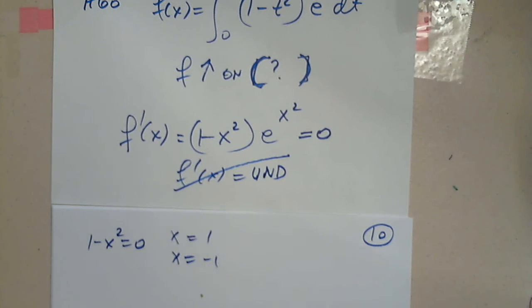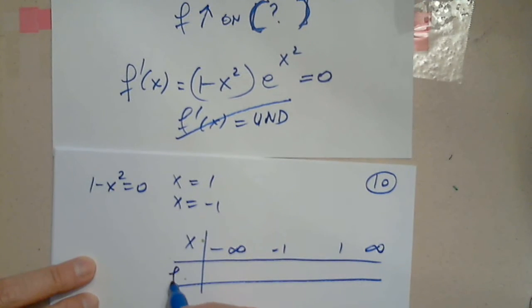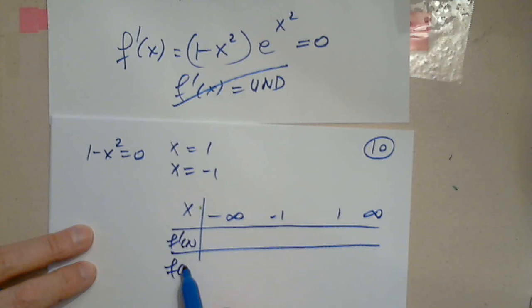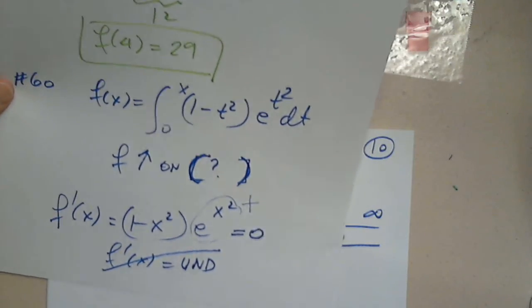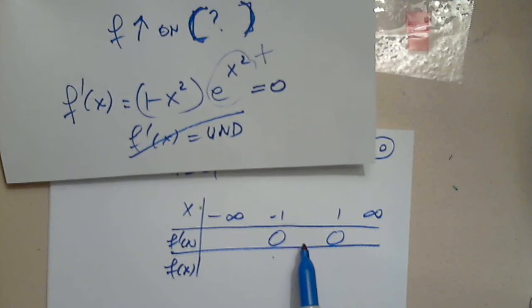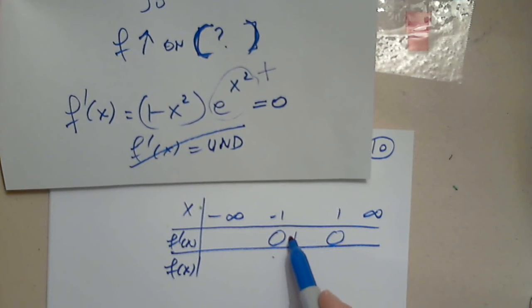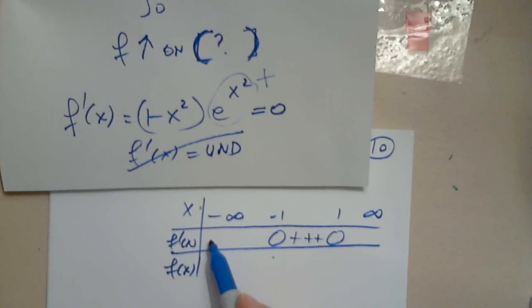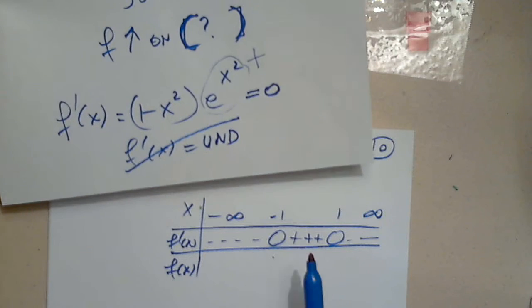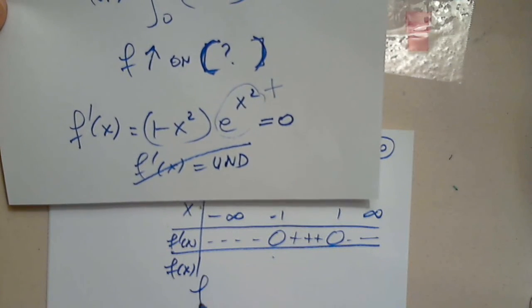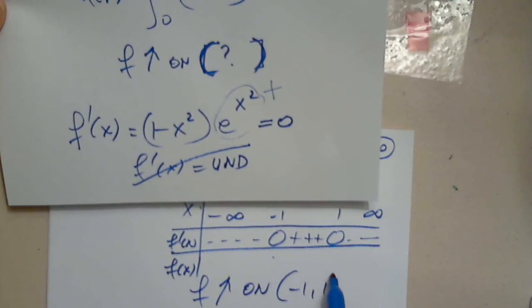So then I have x, negative infinity to infinity, negative 1, 1. I have f prime, and I have f of x. And this is 0 and 0. I study the sign. This is always positive. I won't bother. And here, if I plug in 0, I get positive, and outside, it will be negative. So the function will be increasing only between negative 1 and 1. F increasing on negative 1, 1.